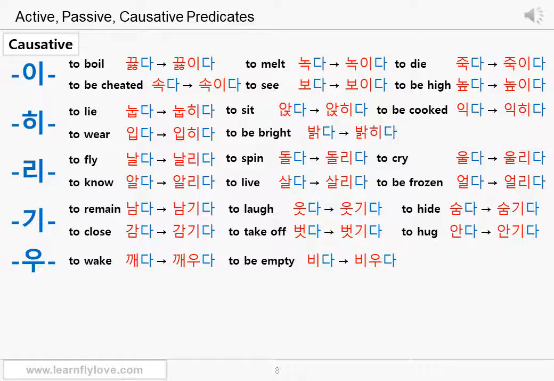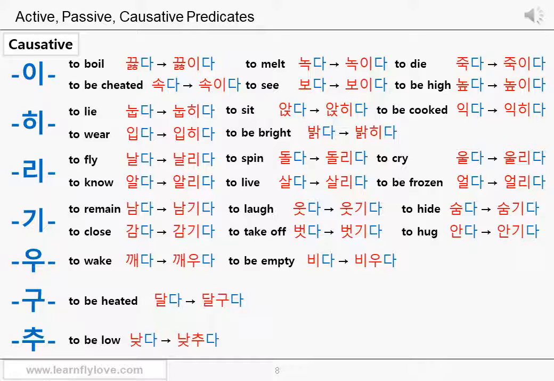There are some predicates which take the affix 구 in their causative forms. To be heated. When an iron is heated, you use the active form 달다 in Korean. But when you heat something such as an iron, you use the causative verb 달구다 with the affix 구. And there are some predicates which take the affix 추 for their causative forms.